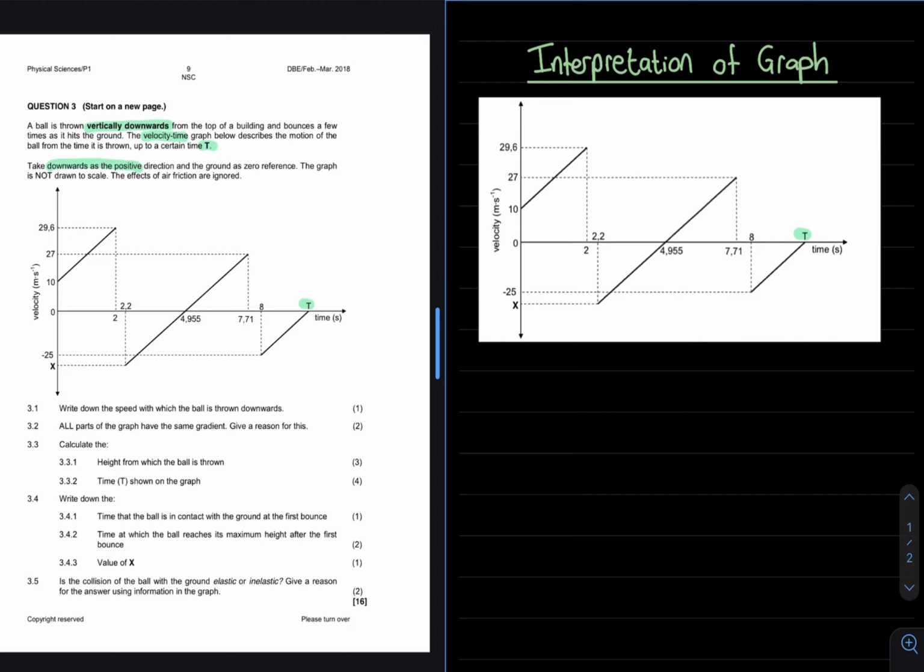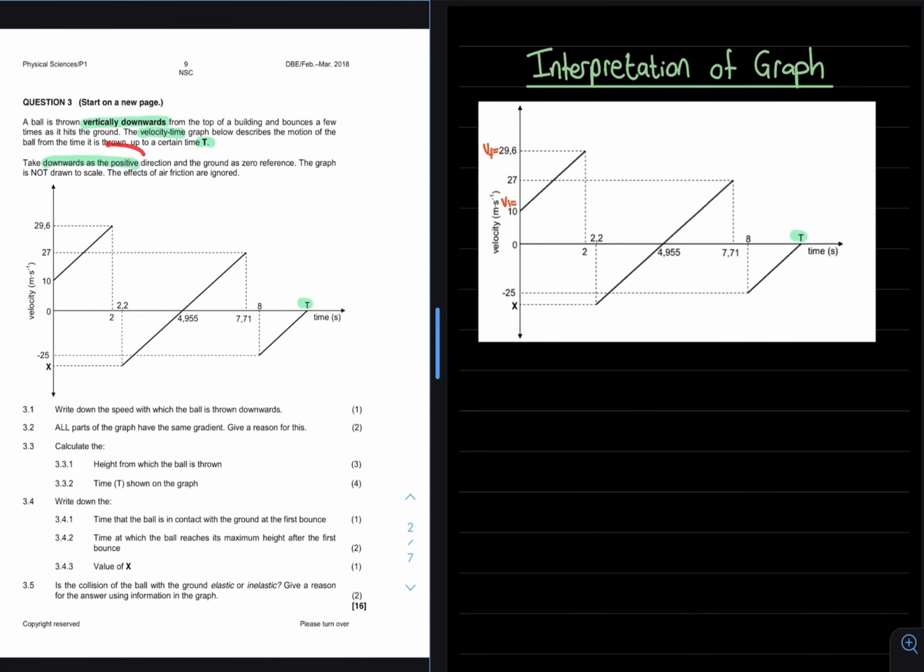Now, before we have a look at the questions, we will first have to interpret this graph. From the graph, I can see that my ball starts with an initial velocity of 10 meters per second, and then the velocity is increased to a velocity of 29.6. Now, for the first projectile path, I have an initial velocity of 10 and a final velocity of 29.6. Seeing that my velocity increased, it means that this motion is in the downward direction.